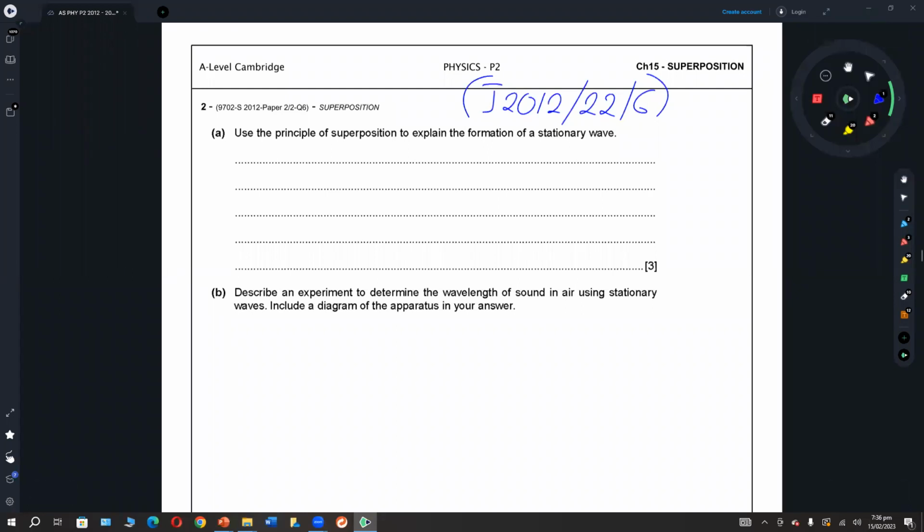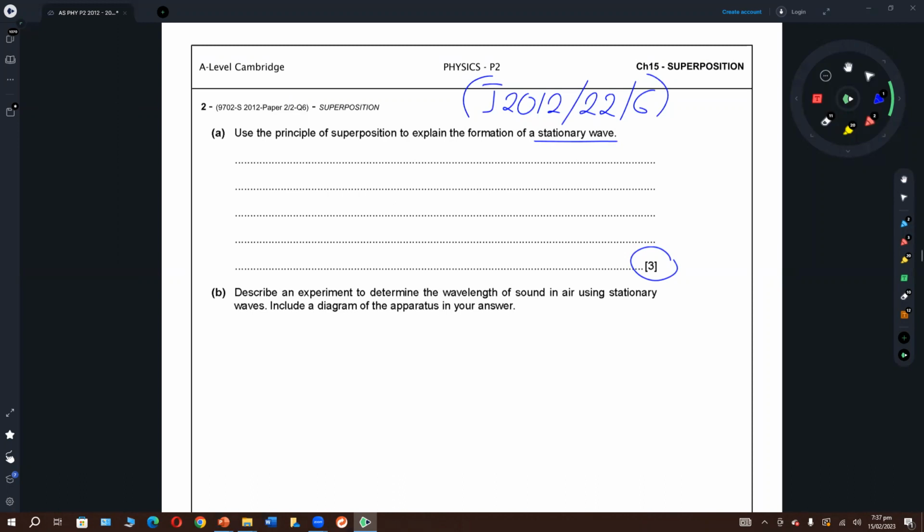This is June 12, question 6. Use the principle of superposition to explain the formation of a stationary wave. It's a 3-mark question and a full memory question. So first we'll state the principle of superposition and then what stationary waves are.